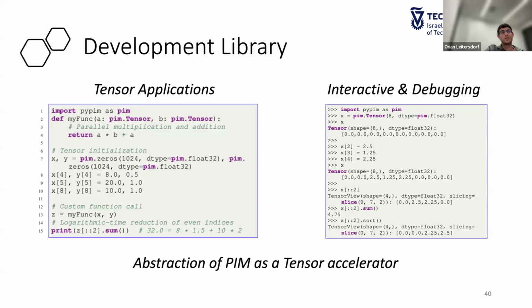and also support interactive debugging. The idea here of interactive debugging is that because it's Python, you're able to interactively work with the PIM memory. So you can define a tensor, you can write to the tensor, you can get a view of the tensor. For example, here we ask for all the even elements of the tensor. You can sum, you can sort. All operations are going to be supported by, they're already supported by the development library.